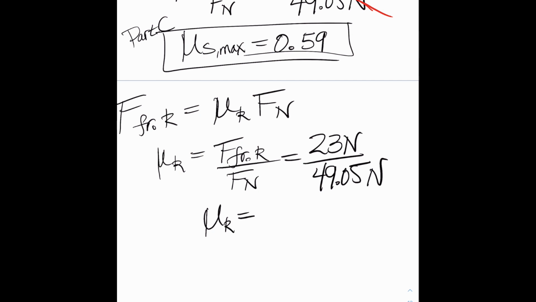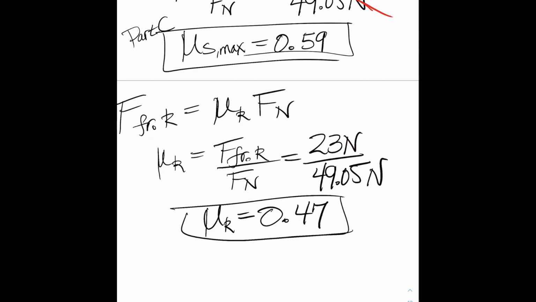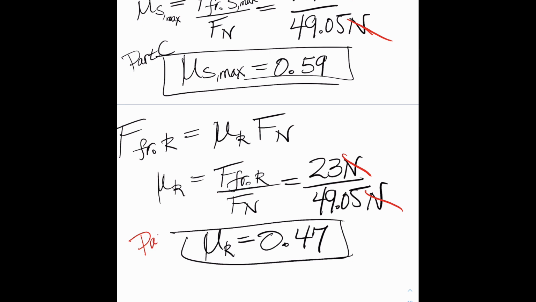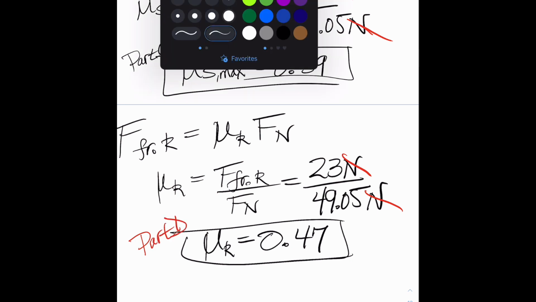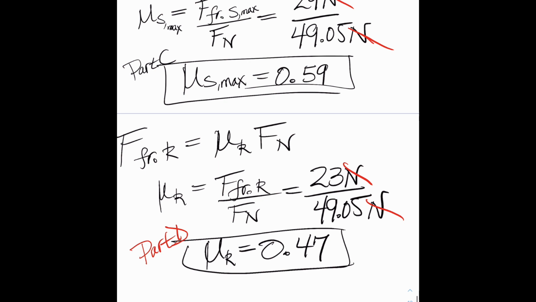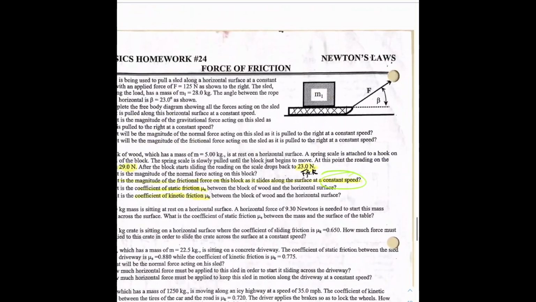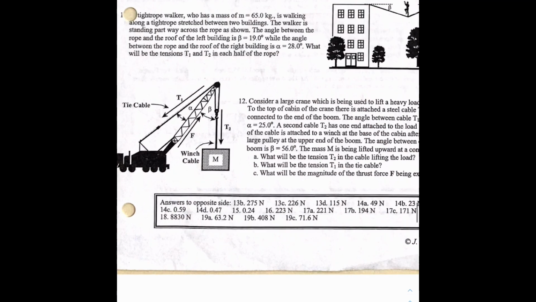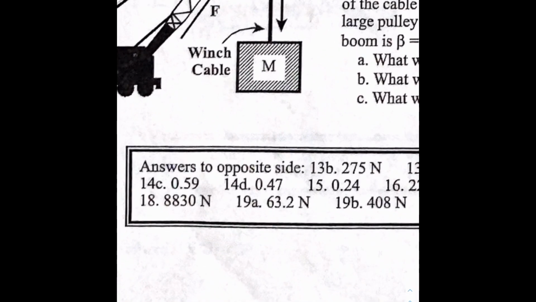What is it equal to? Let me get my calculator going here. 0.4689, so 0.47. 0.47. Once again, no units because those newtons are just going to cancel away. All right, so let's check our answer for part C and part D. 0.59 and 0.47. Let's see what they say. 0.59 and 0.47. All right, there we go.